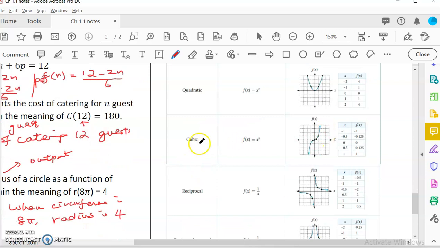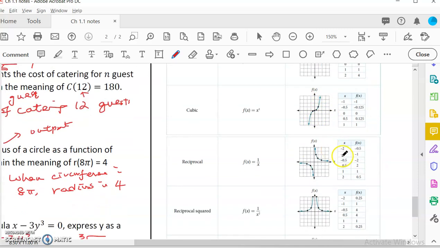The next is the cubic function, y equal to x to the power 3. So it is kind of like an S shape where you have 1, 1, and -1, -1, but it's not like a line, it's like that.